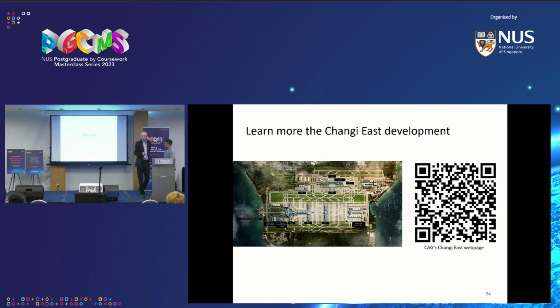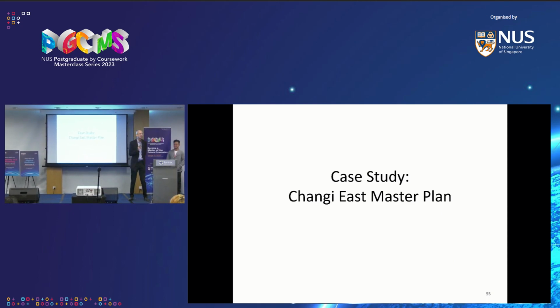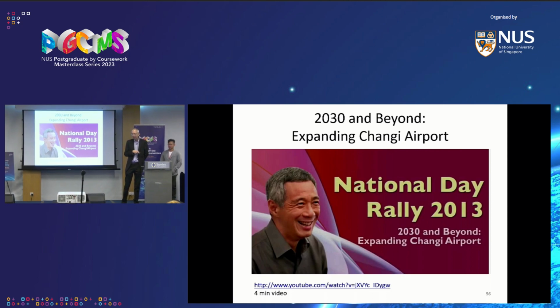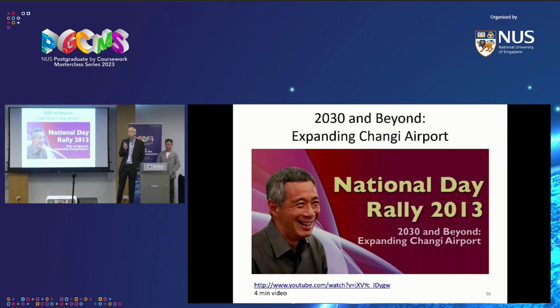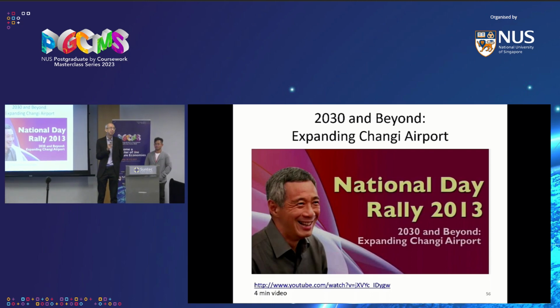So I've got some pictures here of Changi East development. If you want to see the Changi East website, you can scan that QR code. But here are just some pictures. Again, everything is public. I'm not showing you anything that Changi considers secret. Normally the announcements come out during the National Day rally speech by the Prime Minister. So this was back in 2013 when the Prime Minister announced Changi Jewel and the development of Changi East.